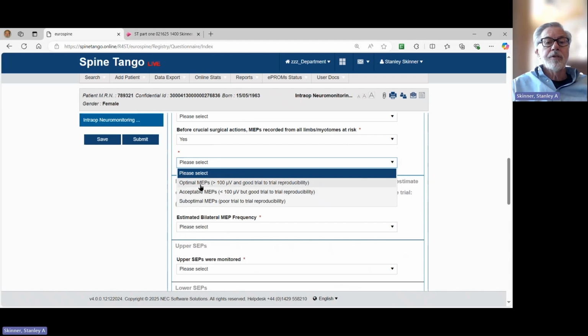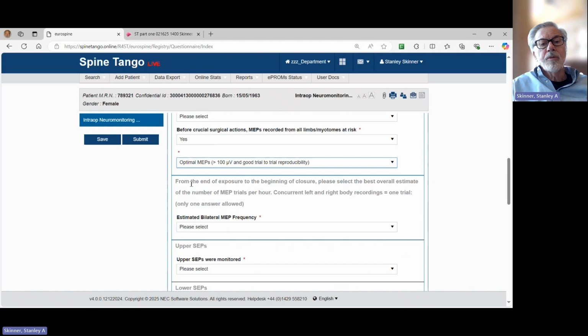And the next question is, were they optimal? So there's a variety of ways of recording MEPs, from supramaximal stimulation to threshold. So we're going to say optimal is greater than 100 microvolt peak to peak. So we'll say optimal.